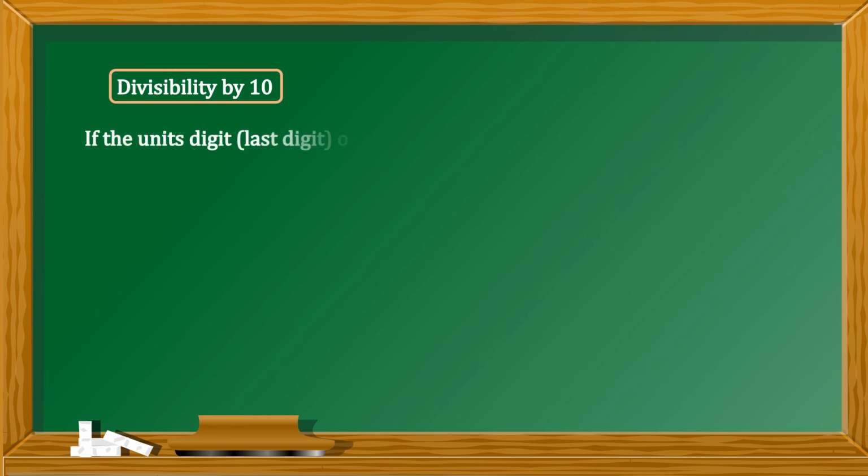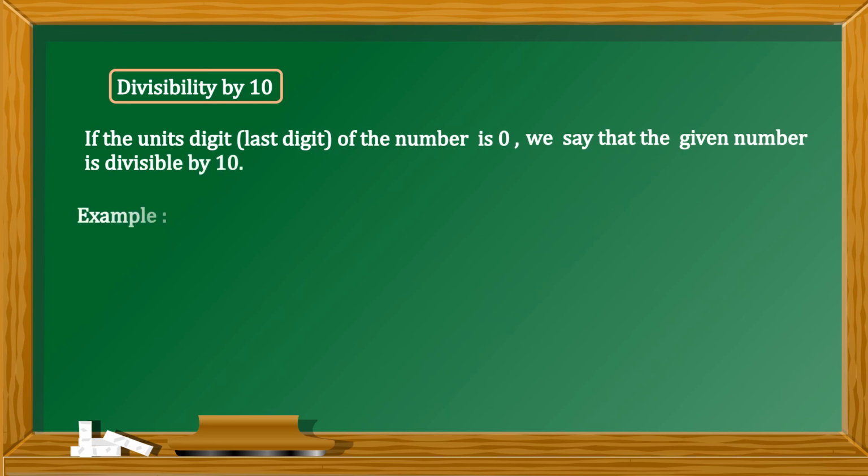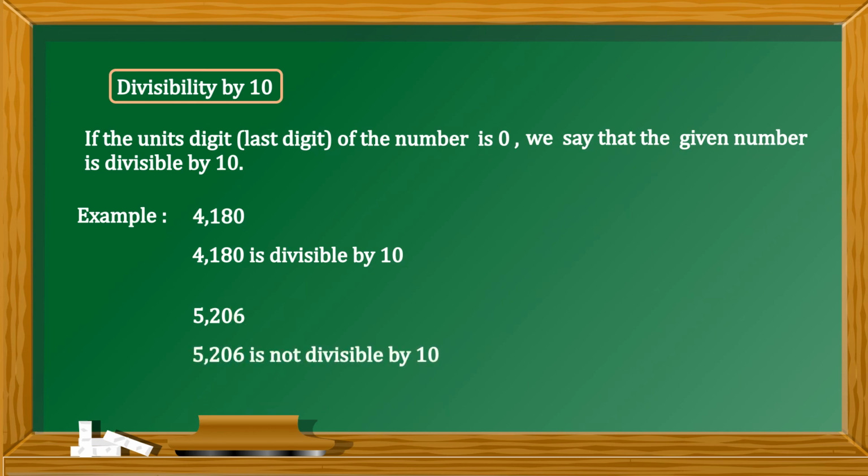The rule to test the divisibility by 10. If the units digit, that is the last digit of the number, is 0, we say that the given number is divisible by 10. For example, 4180. The last digit or the units digit is 0. Hence, 4180 is divisible by 10. In 5206, the last digit or the units digit is not 0. So, 5206 is not divisible by 10.